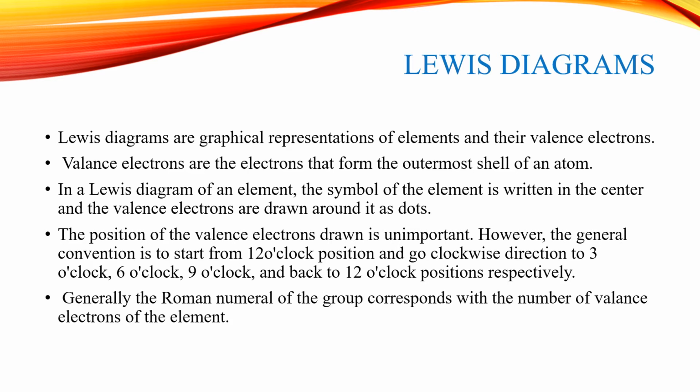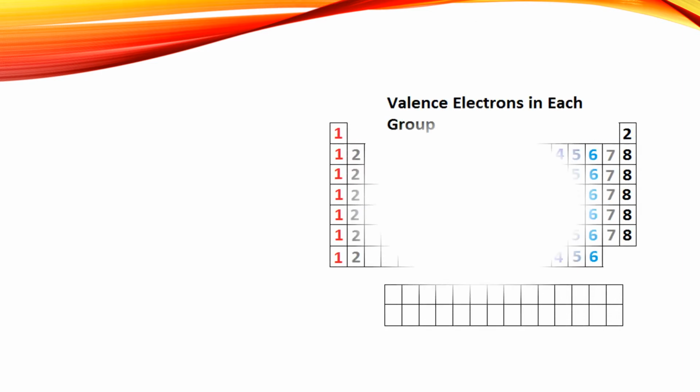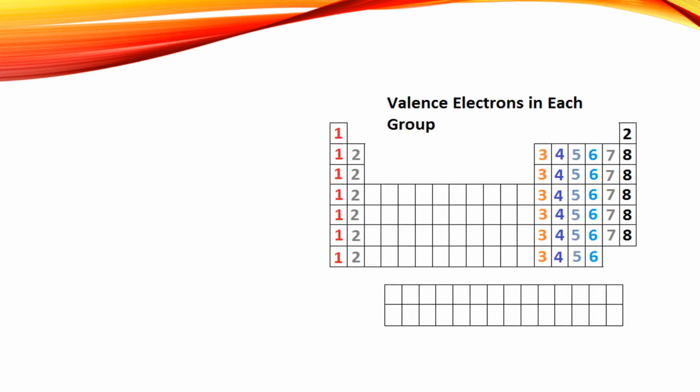And generally the Roman numeral of the group corresponds with the number of valence electrons of the elements. Now I give you the valence electrons in each group, right? This is Mendeleev's periodic table, you know, right? ખબર જ છે ને તમને કે આને આપણે શું કહેવાય? Periodic table.